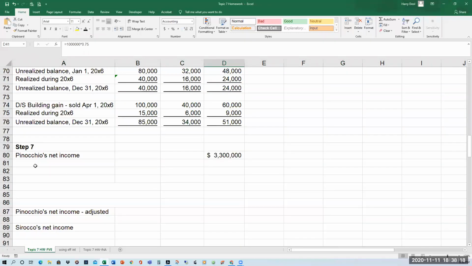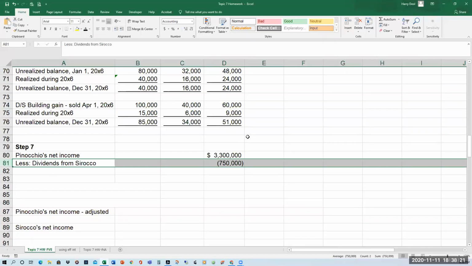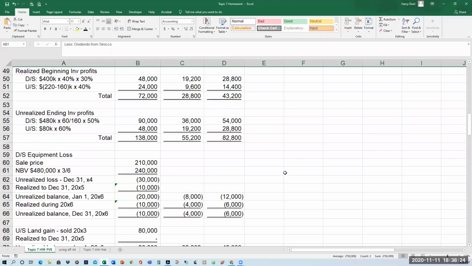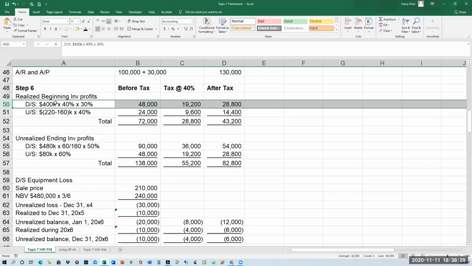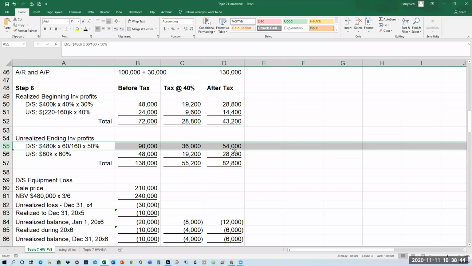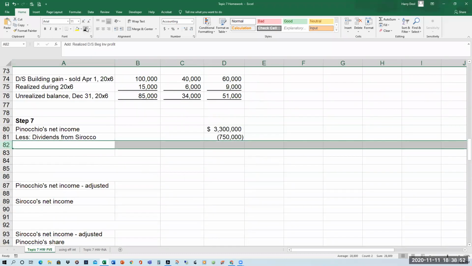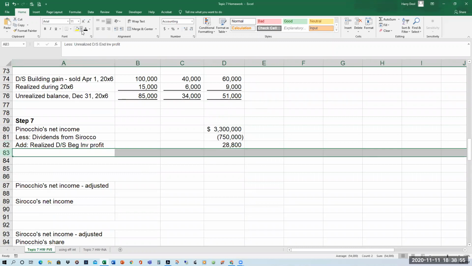$750,000. We want to subtract the intercompany dividends of $750,000, and then look at what occurred with regards to downstream items. So we have a realized beginning inventory profit for the downstream inventory. After taxes, $28,800. So you will add $28,800. And we have an unrealized downstream ending inventory profit of $54,000 after taxes. This will be minus. So add the realized beginning downstream inventory profit and subtract the unrealized downstream ending inventory profit.